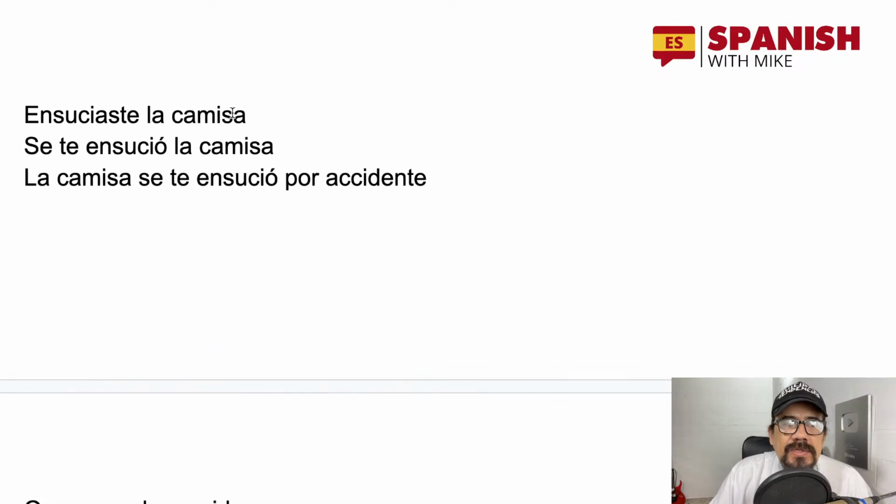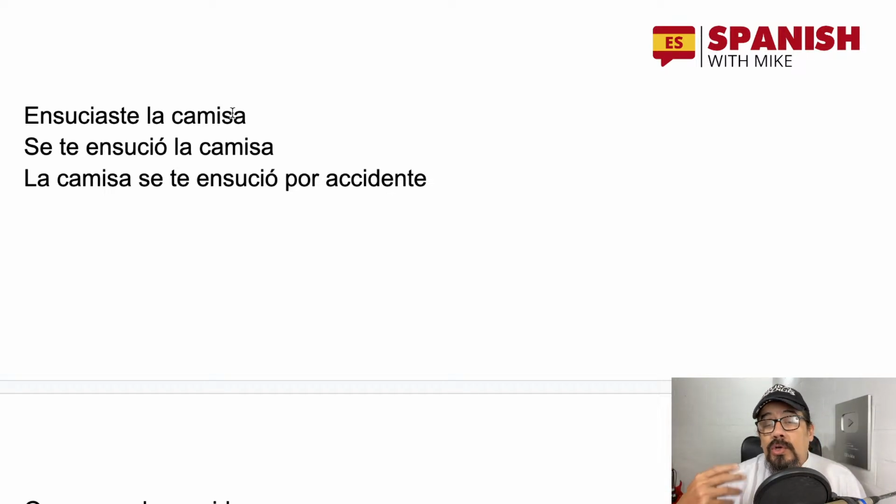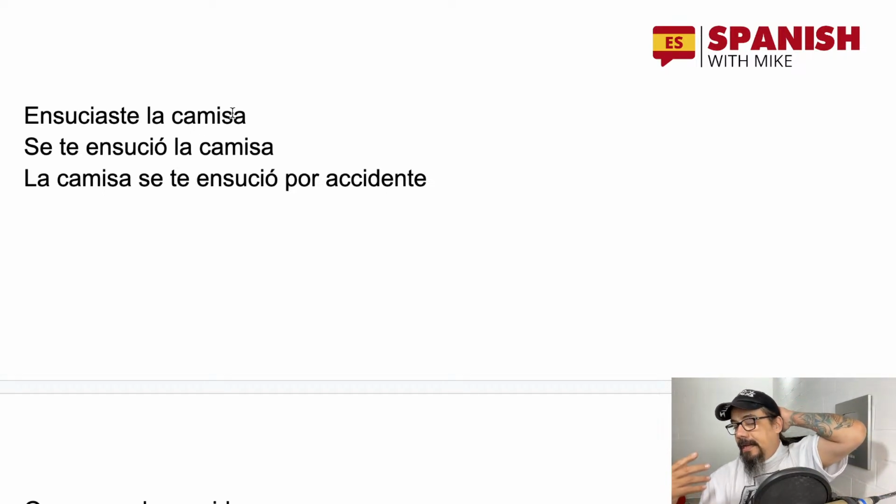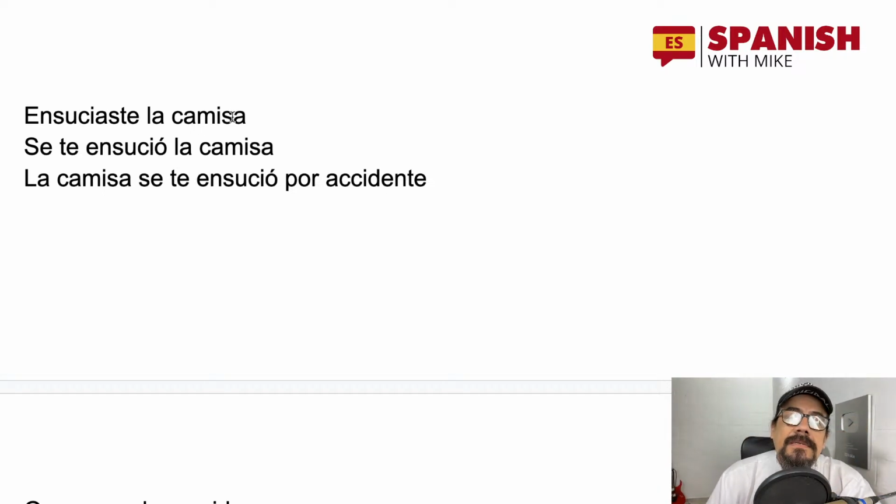Another one. Ensuciaste la camisa. You got your shirt dirty, or your shirt got dirty. Ensuciaste la camisa, or se te ensució la camisa. Once again, the accidental construction is because we are pretty much saying, okay, I didn't mean that. It's not my fault. It was an accident. Se te ensució la camisa. Again, tú ensuciaste, so we use the indirect object pronoun for tú, which is te.